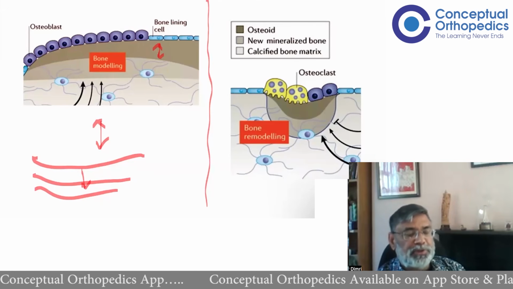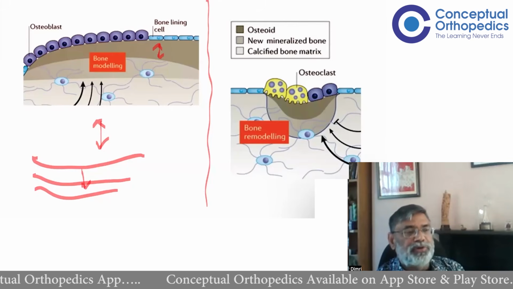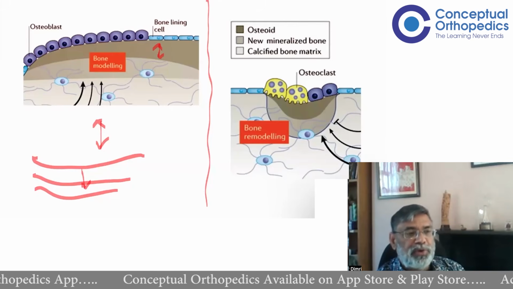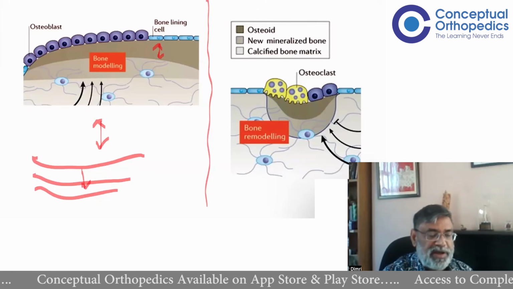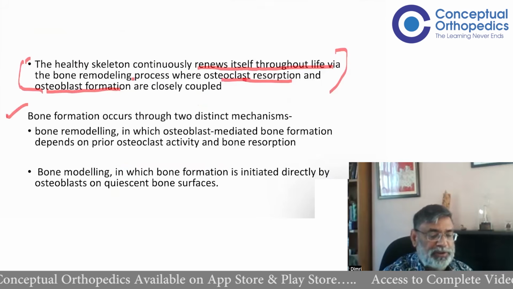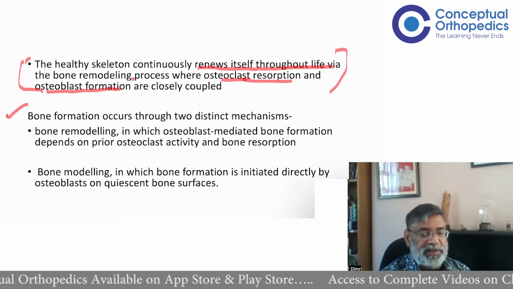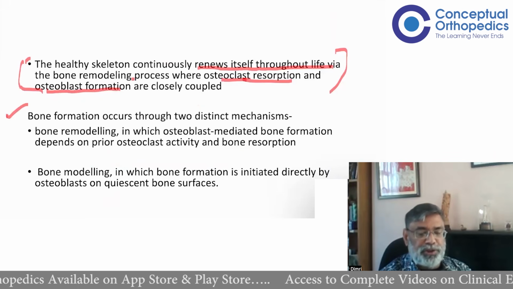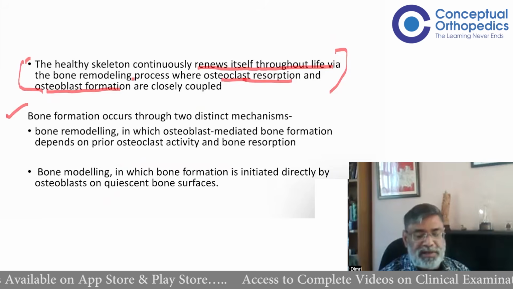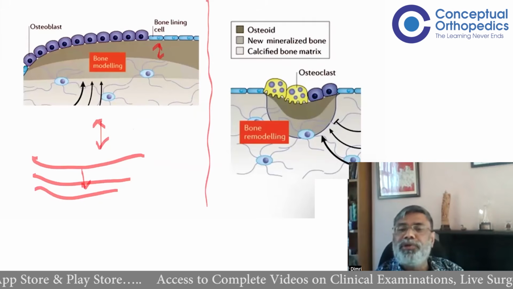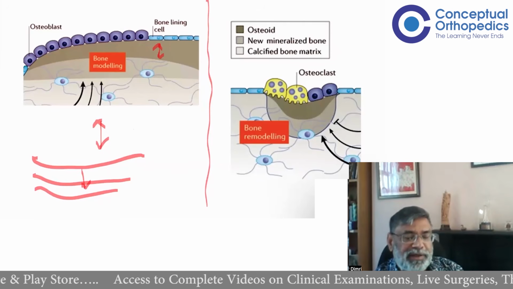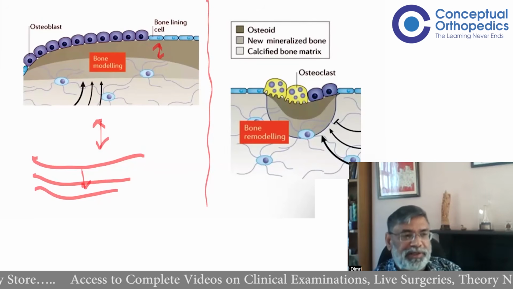So modeling is nothing but changing the shape or size of the bone as we're growing, whereas remodeling is a continuous process of bone absorption and bone deposition. And we already said it's a continuous renewal of bone. So other than this, when you fracture, you want to remodel it.